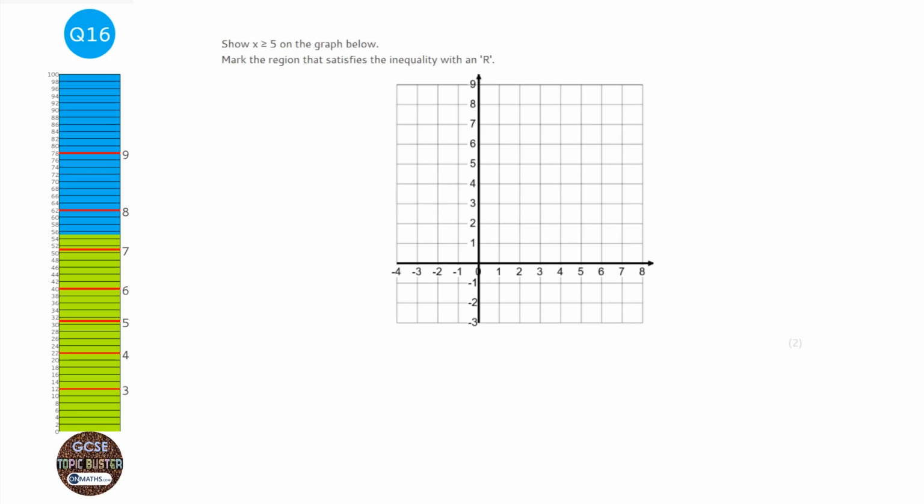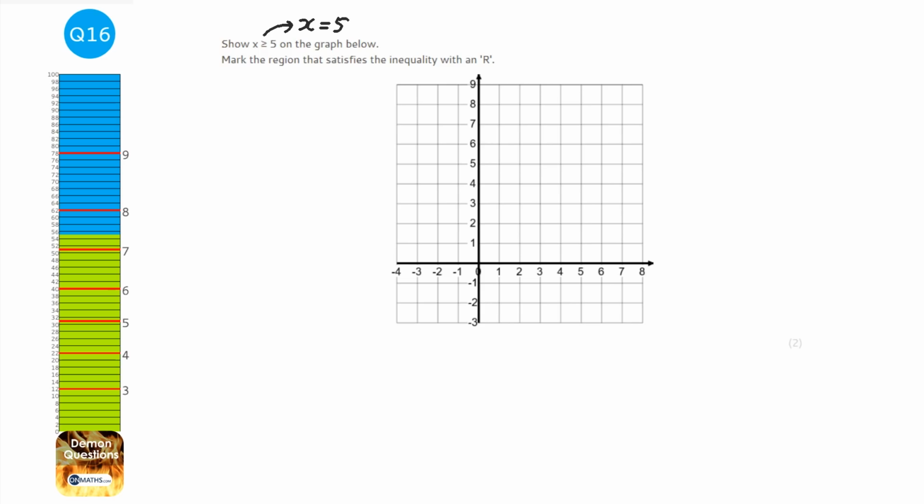Okay, so whenever we're asked to find an inequality or draw an inequality onto a graph, always draw the line but without the inequality in it. So instead of x is greater than or equal to 5, always draw the line x equals 5. If it can be equal to it, it's a solid line. If it can't be equal to it, it's a dashed line. Okay, so it's x equals 5, and I'm going to draw a solid line.